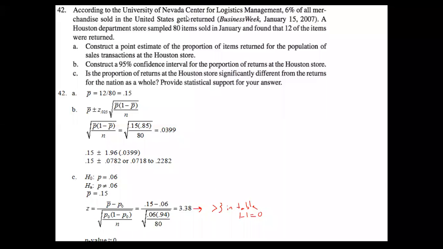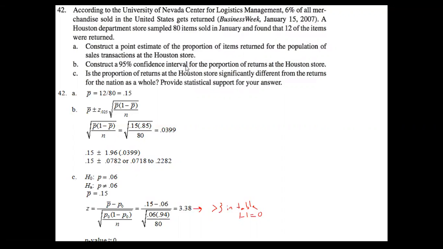Now, according to the University of Nevada Center for Logistics Management, 6% of all merchandise sold in the United States gets returned. A Houston department store sampled 80 items sold in January and found that 12 of the items were returned. Construct a point estimate of the proportion of items returned for the population sales transactions at the Houston store. So proportion, remember, is going to be the number divided by the total, so the 12 divided by 80.